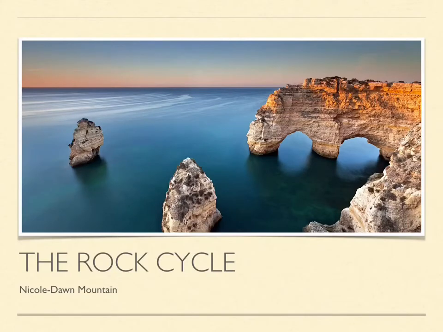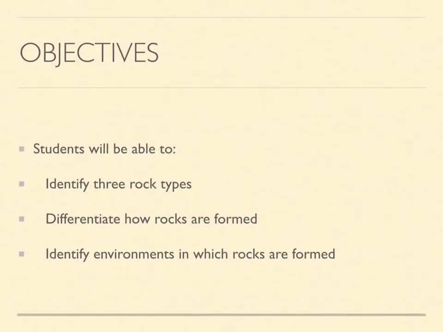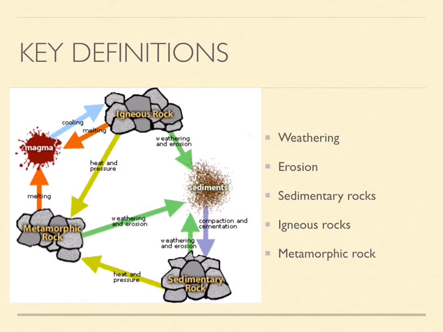Good morning, class. Today we are going to discuss the rock cycle. By the end of this lesson, all students will be able to identify 3 different types of rocks, differentiate how those various rocks are formed, and identify the environment in which these rocks are formed. Some key definitions are weathering, erosion, sedimentary rocks, igneous rocks, and metamorphic rocks.